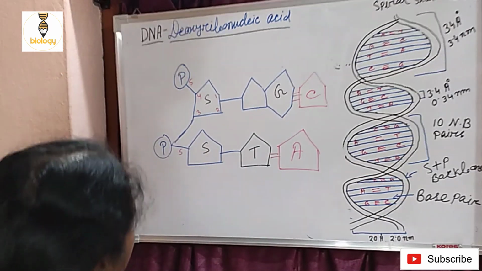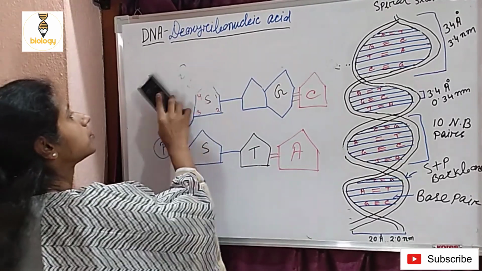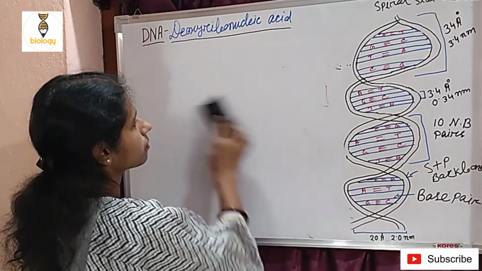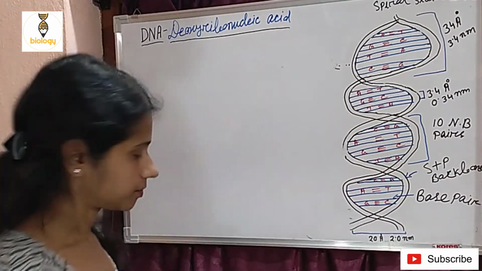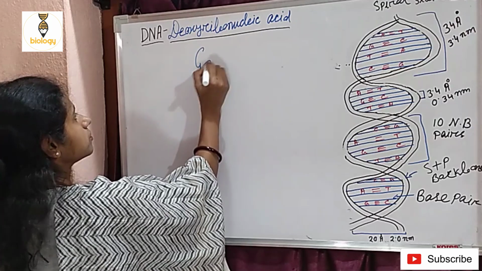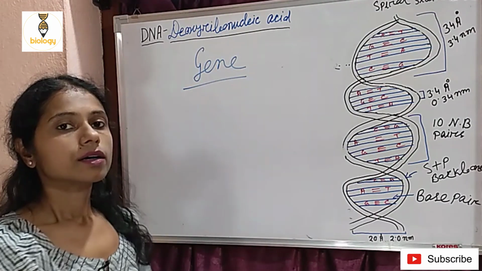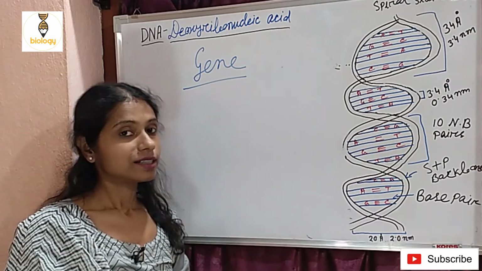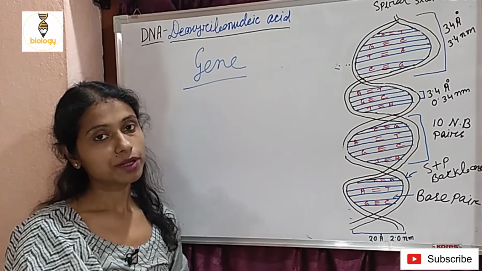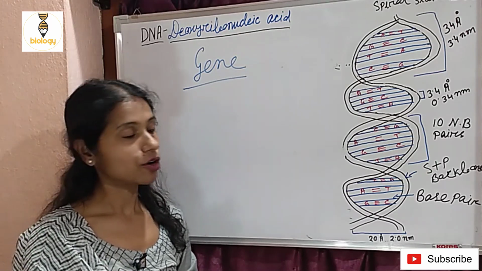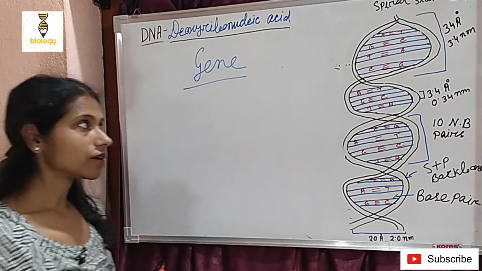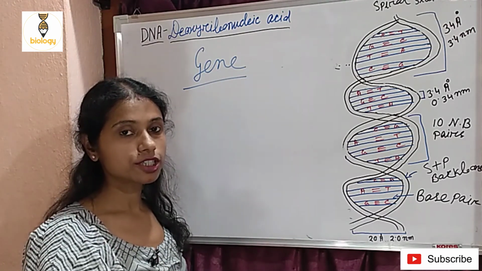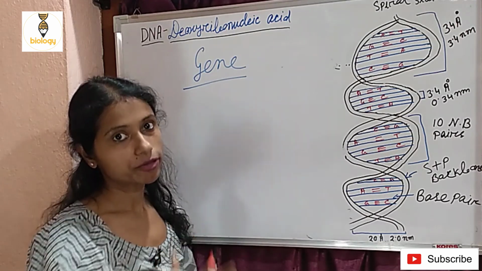Now let's discuss gene. Gene is nothing but a part of DNA. Before that, we have to know what is the function of DNA. We know that DNA present inside the nucleus is tightly coiled in the chromosome. Now what happens? What do they do? They contain the genetic code and they pass information from parents to the offspring.